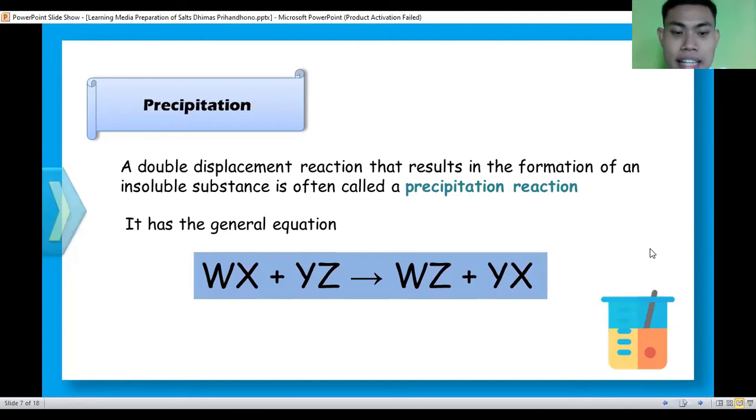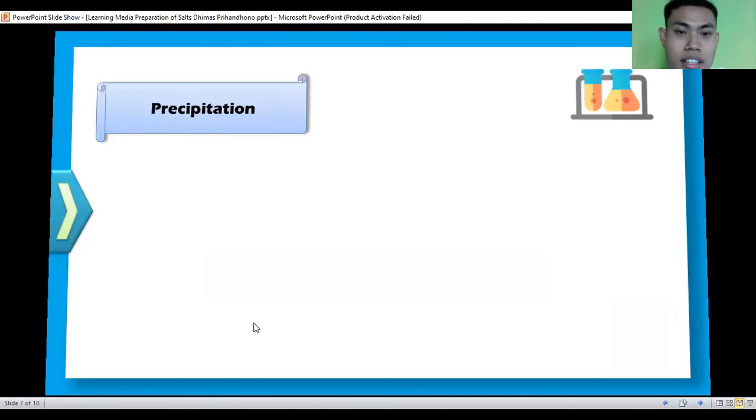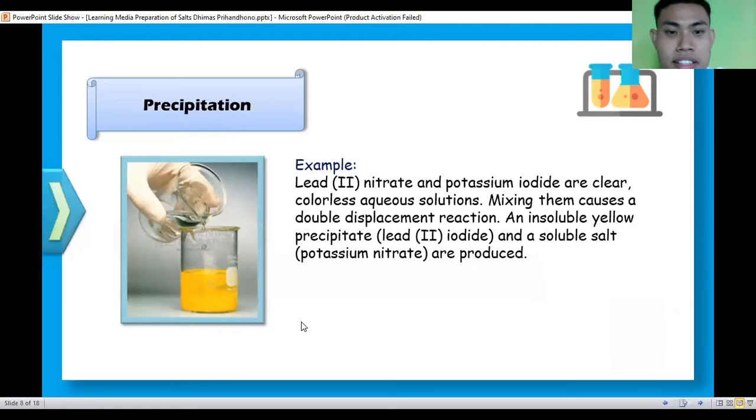Okay, and then the reaction has the general equation that you can see in the PowerPoint template. This is the general equation of a precipitation reaction. So I think you have understood that because you have studied it before. Okay, there is an example.